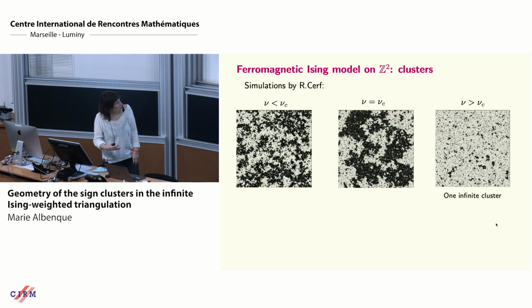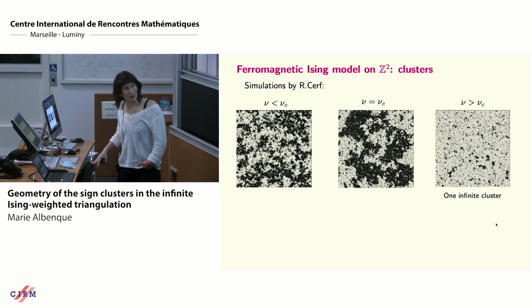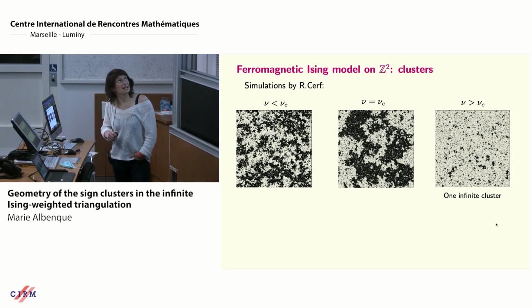So before stating our result, let me just give a bit of background on what happens on Z2. So if you consider an Ising model, but on a deterministic lattice, Z2, rather than a random lattice. And this could be seen as an ultimate goal for what we are doing. So on Z2, the picture is really well understood. It has been studied for a while. And here I have some simulations by Raphael, which illustrate the different possible behaviors.